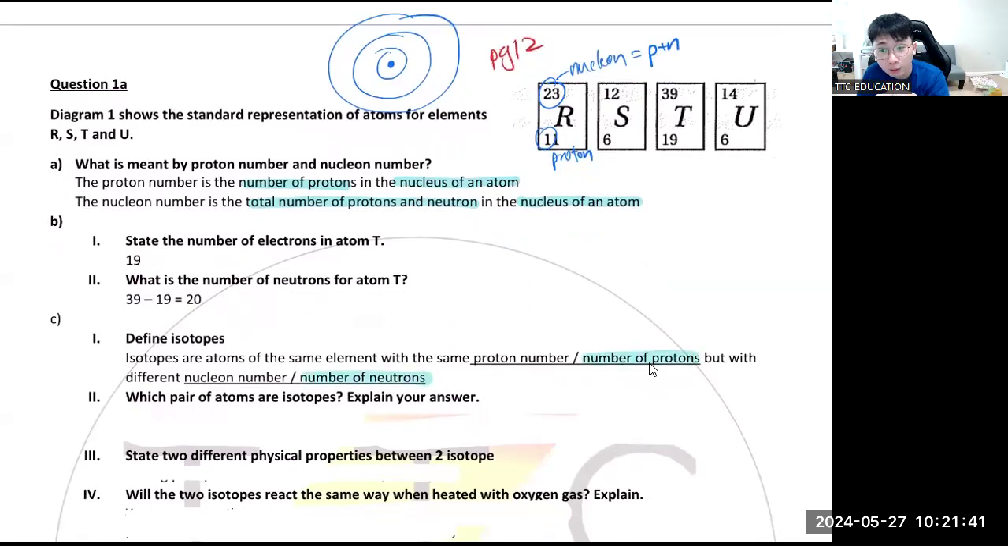You see, I highlight the one I mentioned. Number of proton, you match with number of neutron. But if you say, teacher, can I use same proton number? Can, but you have to match with different nucleon number. So different package, different keyword.